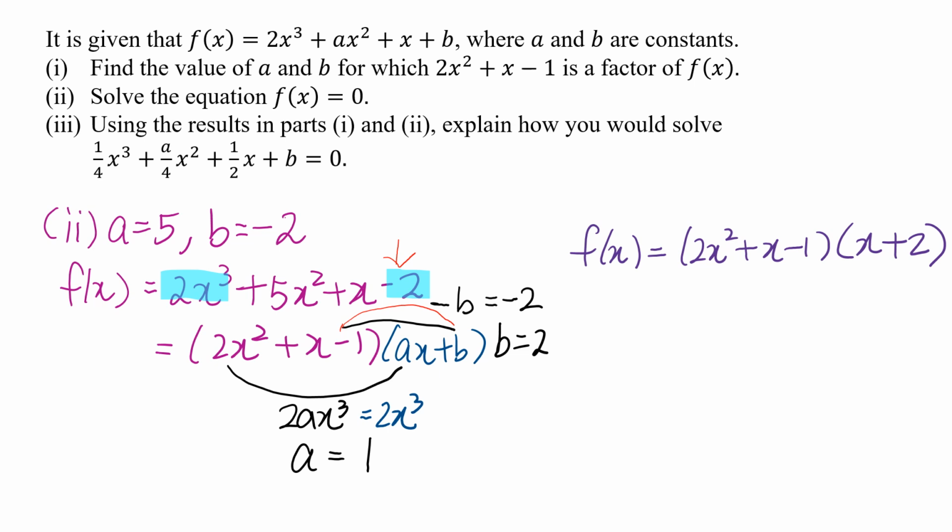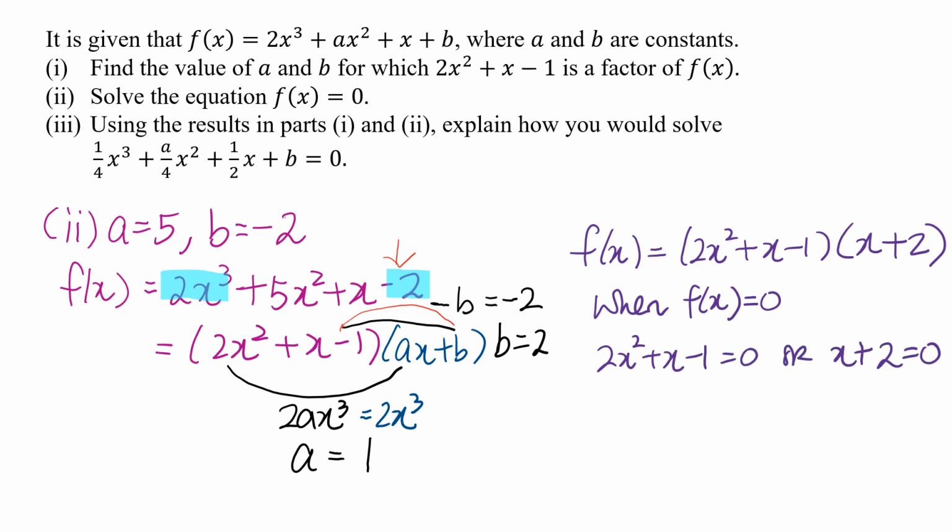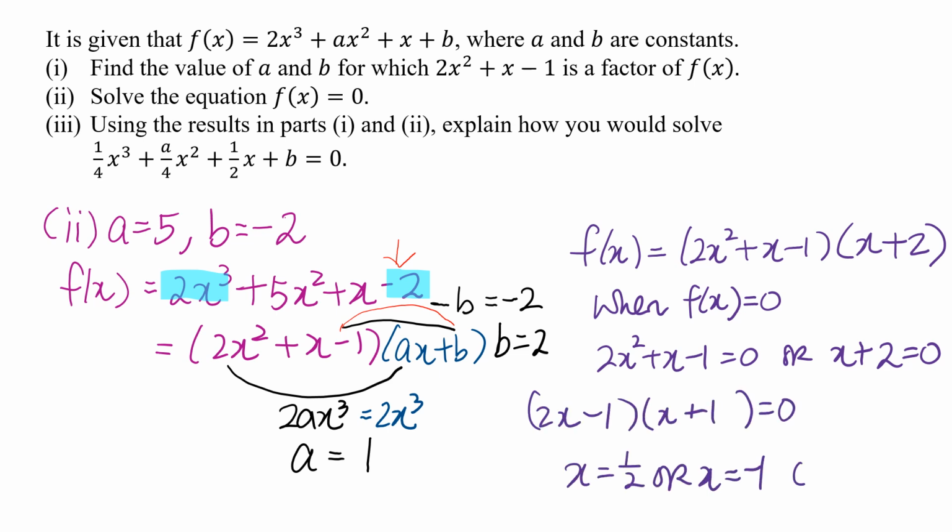Right, and then we can let f(x) equal to 0. And we can factorize your 2x squared plus x minus 1 further into 2 linear factors to find the values of x. From there, we get x equals half or x equals -1. And from the linear factor, we have x equals -2.